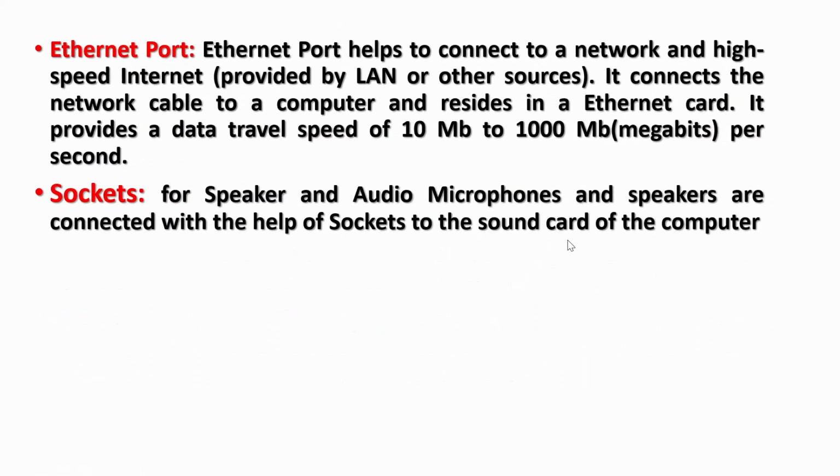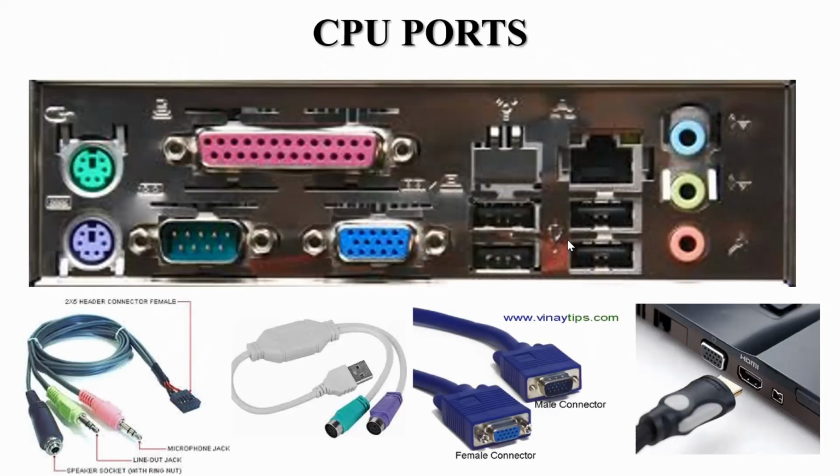Next is the Ethernet port, which is used to connect the internet connection. We call it a LAN cable, and it transfers data at the rate of 10 megabits to 1000 megabits per second. So this is your Ethernet port where you can connect your Ethernet cable.